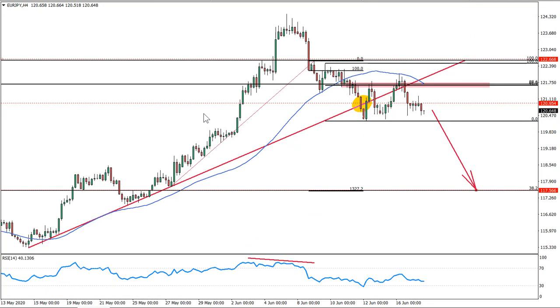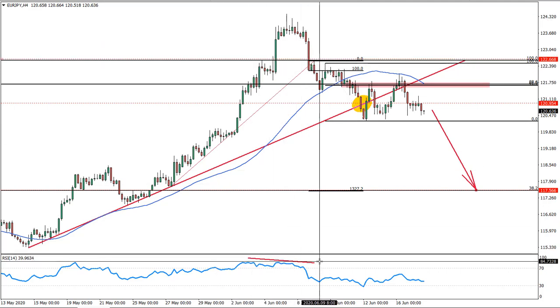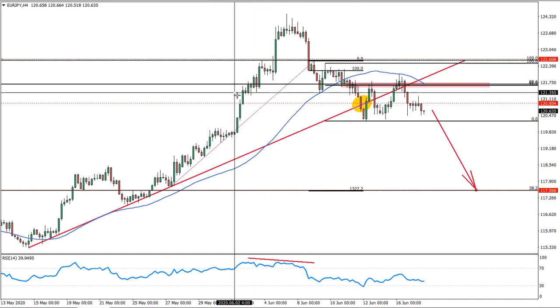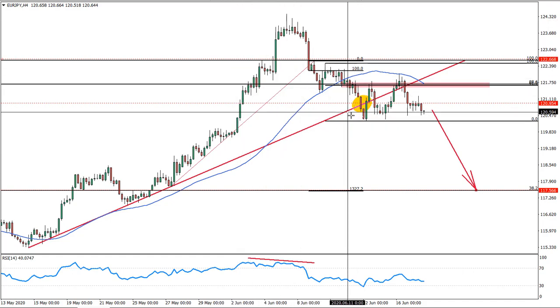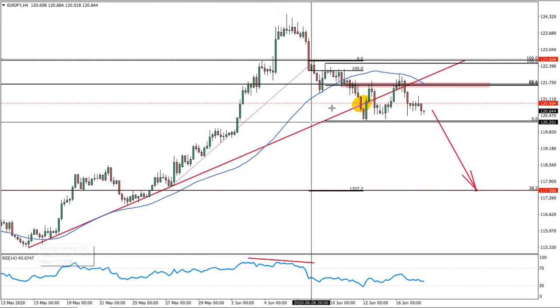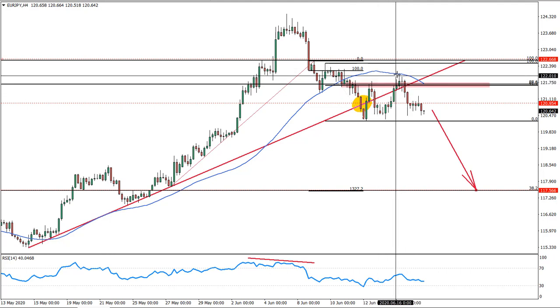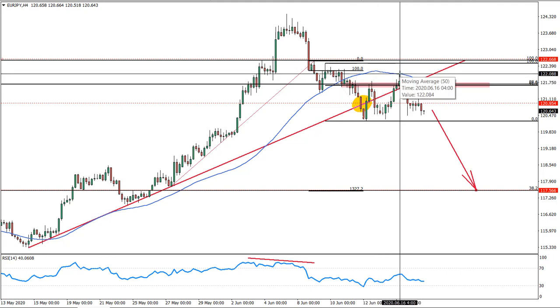And moving on to the euro Japanese, this is the idea for today. On the euro Japanese yen, we have quite a nice bearish divergence right there. You can see the RCI went lower, price went higher. And after that, what happened is that we broke one trend line and then we broke the second trend line. Then price corrected up and there was a clean rejection of the 200 simple moving average.